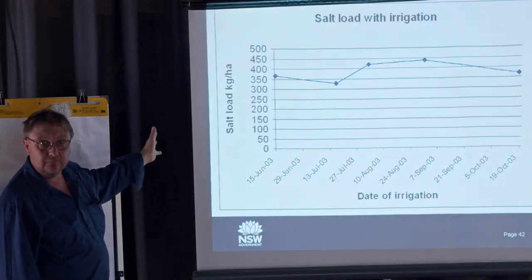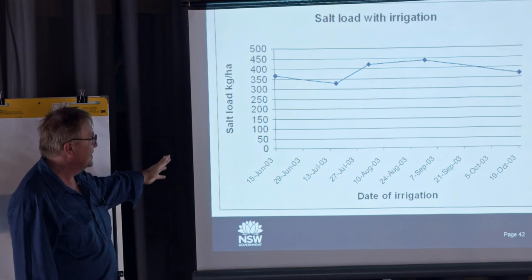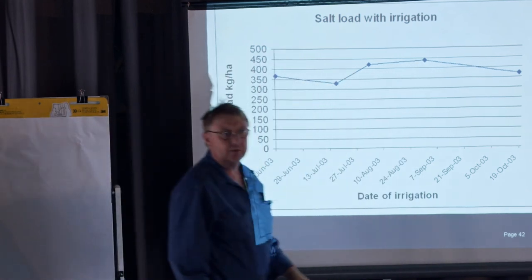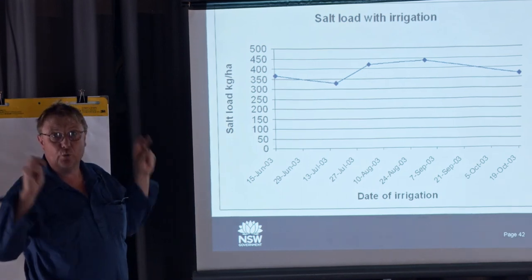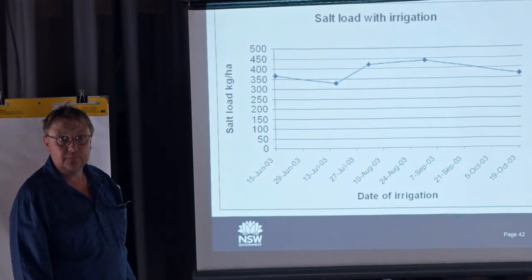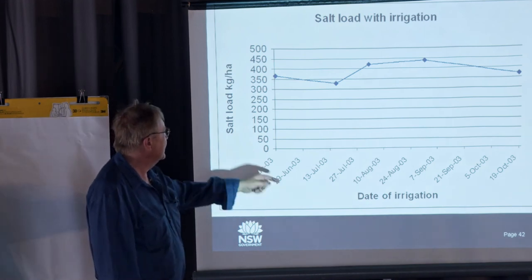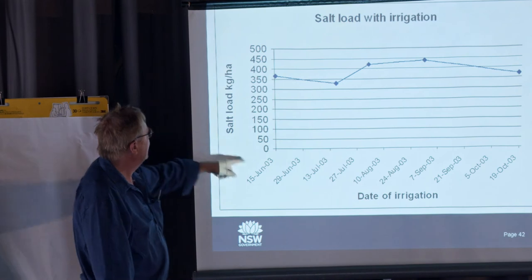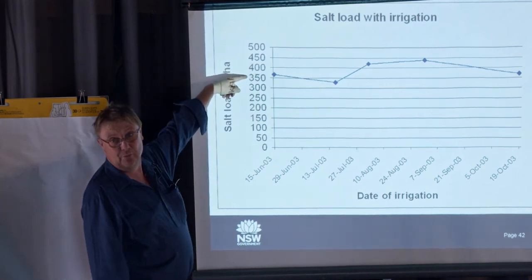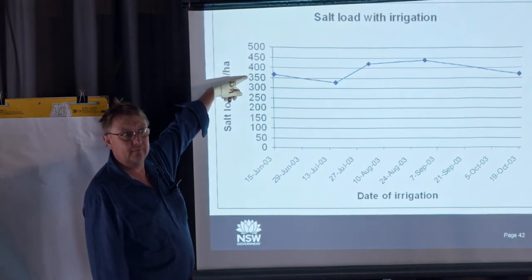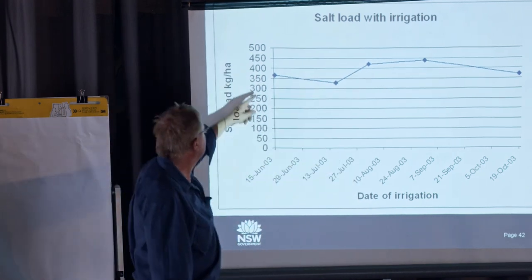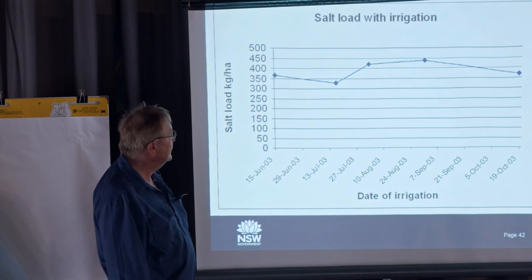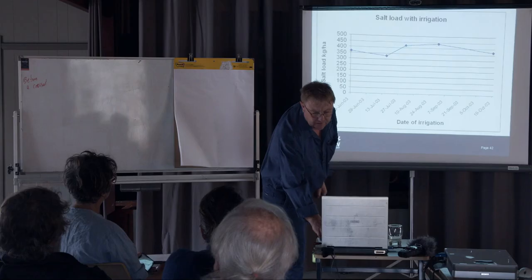Salt load. Working on an irrigation farm between Forbes and Condobolin. The blue dots are when they turn their pumps on, using relatively fresh water out of the Lachlan River. Got a bit of salt in it. Every time they put on a couple of megs of water per hectare, they put on a couple of 100 kilos of salt per hectare. So over 5 pumping events, the most they put on was 360 kilos of salt per hectare, and they did it 5 times in that irrigation season.